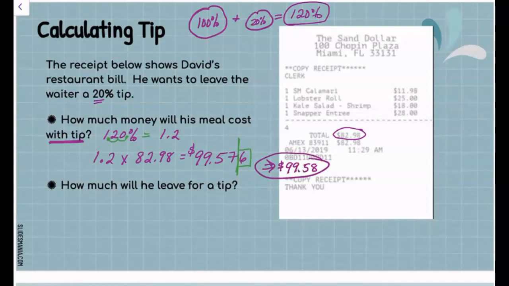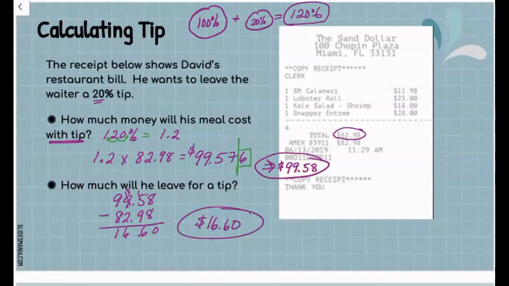Now, how much of a tip did David end up leaving? Well, we can look at taking that total of $99.58 and subtracting how much we had to pay for the food, which is $82.98. And when we do that, we end up with $16.60. So that tip was $16.60. What we ended up doing is taking that 120% and subtracting the 100% of the meal, and what was left was the 20% tip.